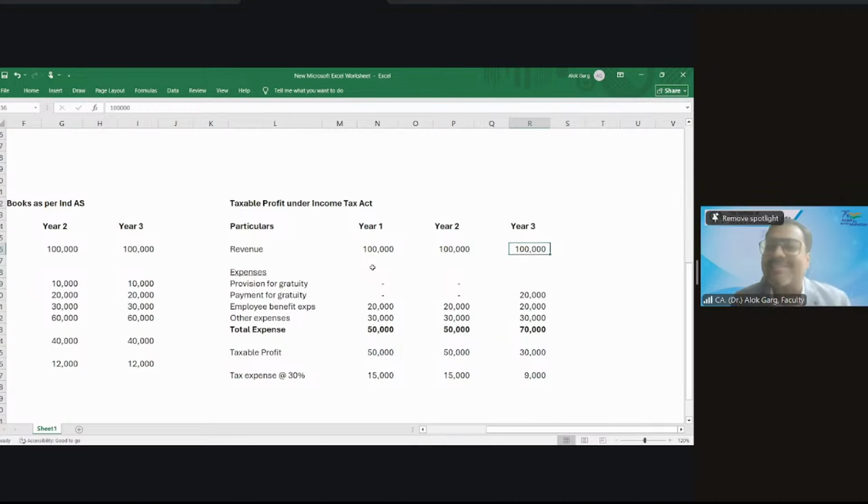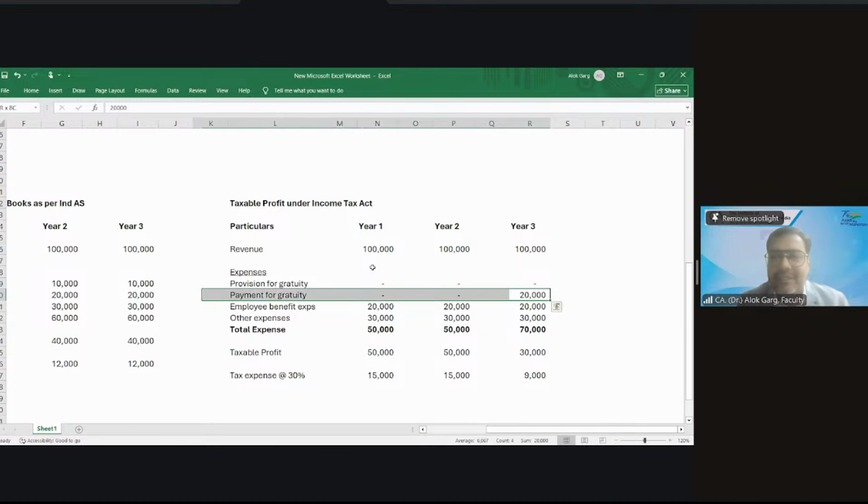In the income tax P&L, I started with revenue. I haven't started with profit. Income tax says, I don't know provision for gratuity expense. This is not an expense for me, meaning it is disallowed. If I had started with accounting profit, I would have added back the provision for gratuity. But here I have not considered it, because income tax says provision for gratuity is not an expense for me. But if you pay gratuity, it is an allowed expense for me.